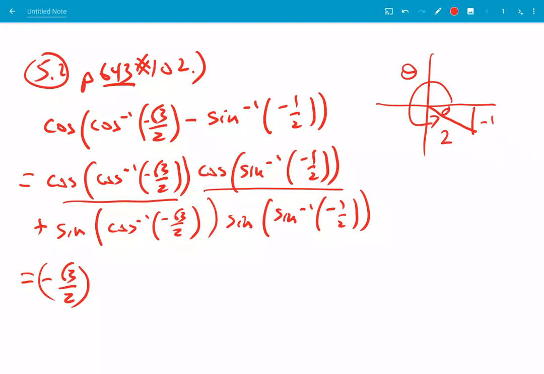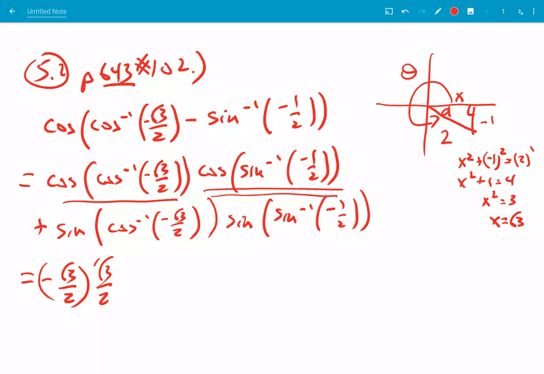This is theta. This is alpha. That's a right angle. So I don't know what the x value is. So x squared plus y squared, well, a squared plus b squared equals c squared, right? So x squared plus 1 is 4. X squared is going to be 3, so x is going to be rad 3. I'm doing the cosine of the angle whose sine is negative a half. That angle has a sine of negative a half, so the cosine would be rad 3 over 2, the adjacent over the hypotenuse, right? Okay, so rad 3 over 2.